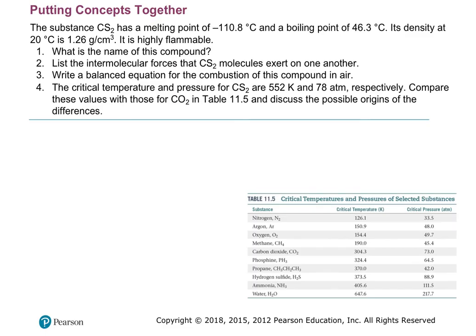Okay, let's put all of this together. So I have CS2, which has a melting point of negative 110.8 and a boiling point of 46.3. Its density at 20 is 1.26 grams per milliliter, and it's flammable. So what's the name of this compound? So it is a covalent compound, and CS2 is carbon disulfide. I'm hoping you're trying this on your own before checking the answer.